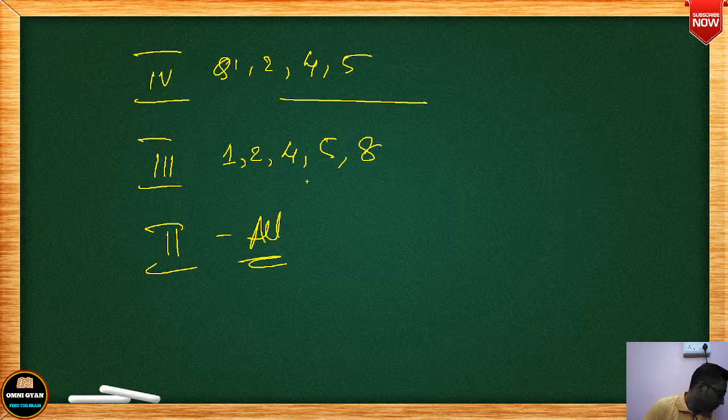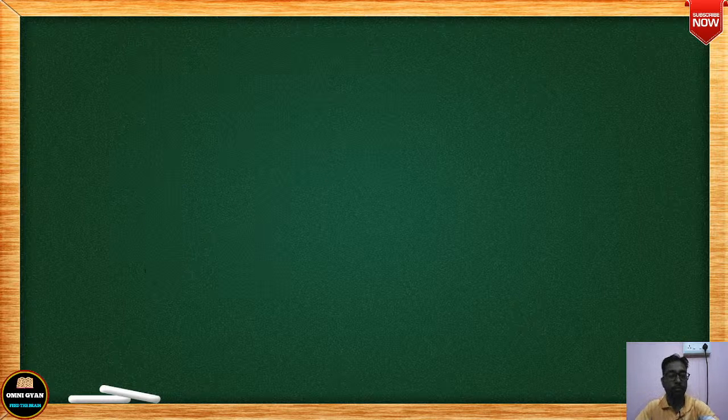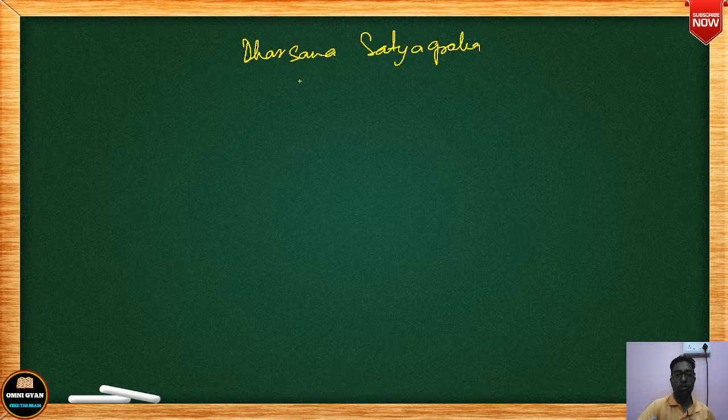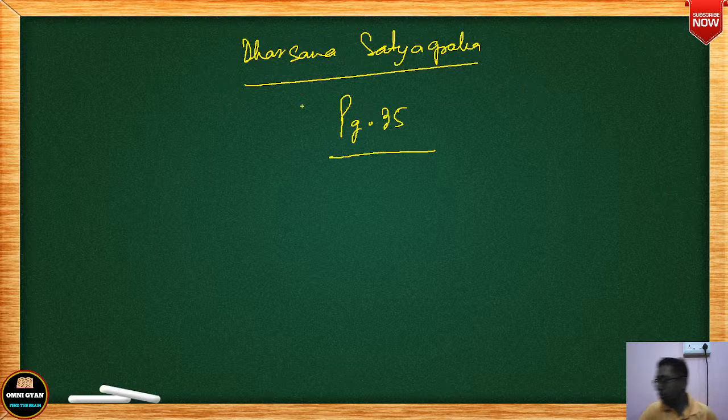Okay, let's come to this Dharasana Satyagraha explanation. This will be the last explanation. So look at this explanation. Look at the textbook, page number 35. This is on page 35.